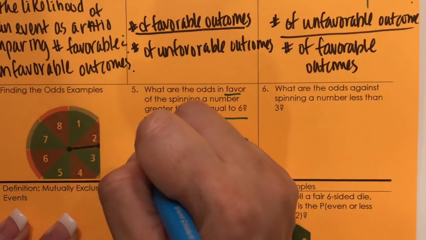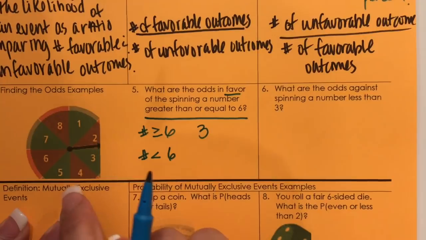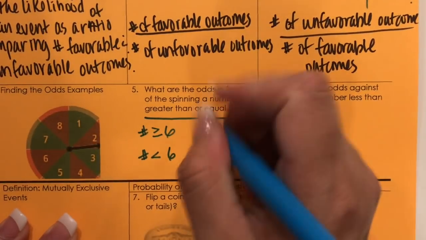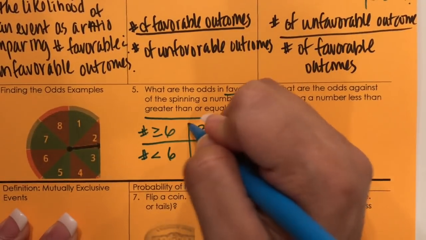So now we need to look at the number less than 6, and that's going to be 5, 4, 3, 2, 1, or 1, 2, 3, 4, 5. And that's a total of 5, and that's my ratio. So you're going to have 3/5.